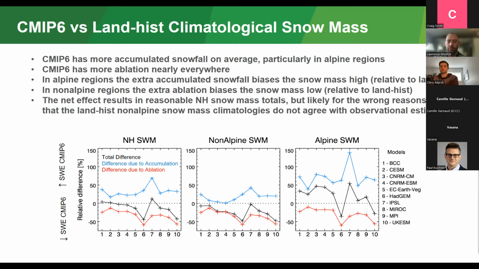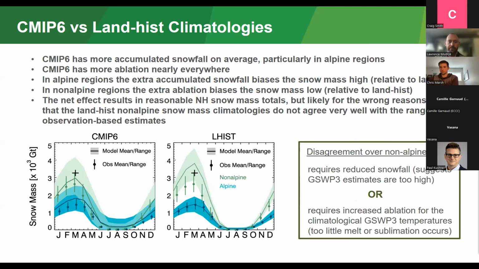In contrast, the contribution from ablation indicates that there's increased ablation, which is resulting in less snow mass in the coupled simulations, occurring across all regions and all models. And so it's the net effect of these two contributions that differs depending on whether you're looking at alpine or non-alpine regions. In alpine regions, the additional snowfall accumulation in the coupled runs results in more snow mass in most models. There are two exceptions. In non-alpine regions, the contribution from increased ablation is stronger, and the net effect leads to less snow mass in the coupled runs compared to the landhist simulations.